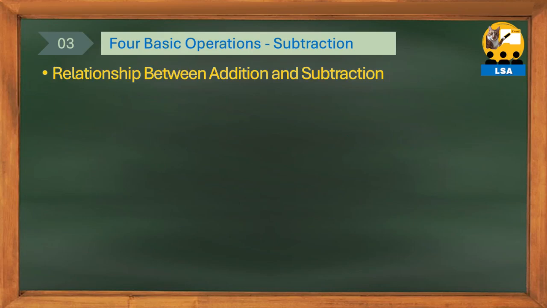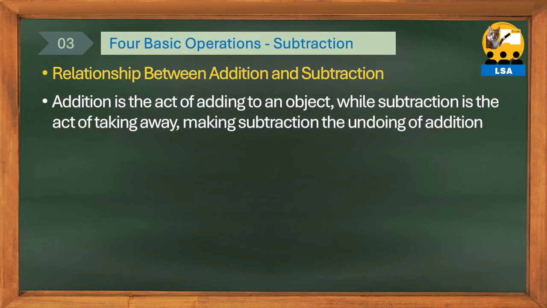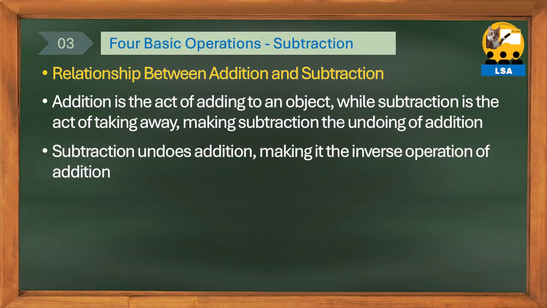Having defined addition and subtraction, let's look at the relationship between them. To state the conclusion first, subtraction is the inverse operation of addition. Addition is the operation of adding to an object, and subtraction is the opposite operation of taking away. In reality, to invalidate what has been added, you must take it away. To reverse an addition, you must perform subtraction. Subtraction is the act of reversing addition, making it the inverse operation of addition.